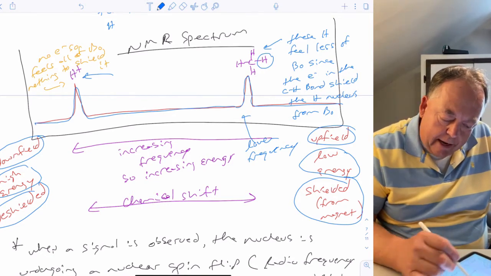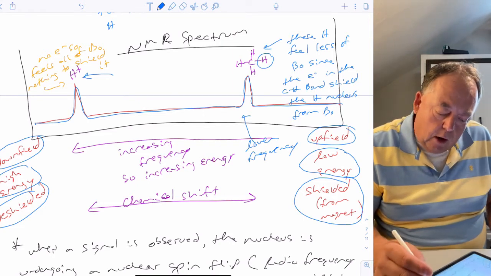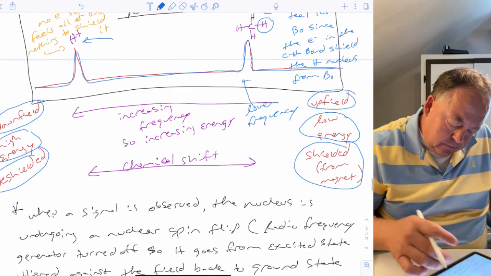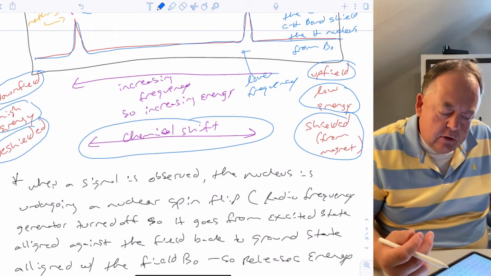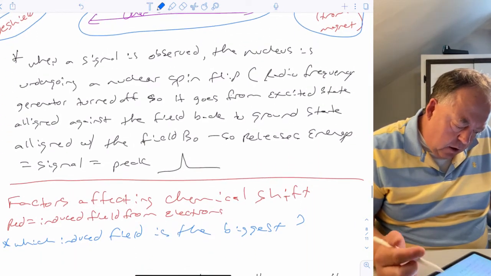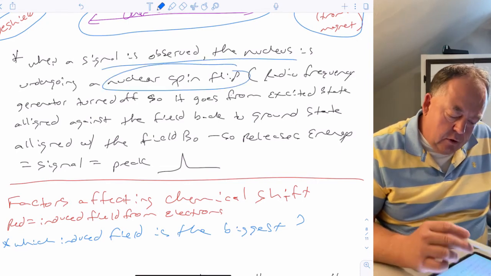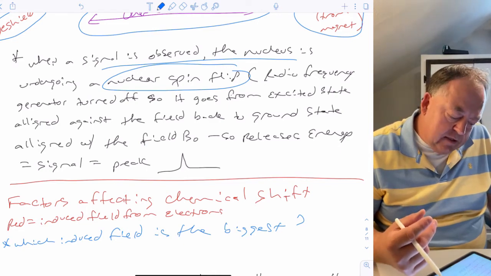So the horizontal axis in NMR is basically increasing frequency required to do a nuclear spin flip from right to left. And where the signal occurs is what is called chemical shift. Okay, so when you see a signal in NMR, basically what is happening is the nucleus is doing a spin flip. It's going from being aligned with the field to against the field.